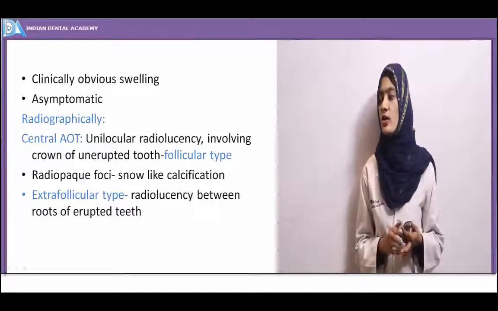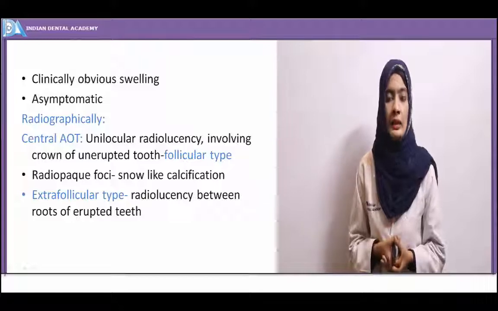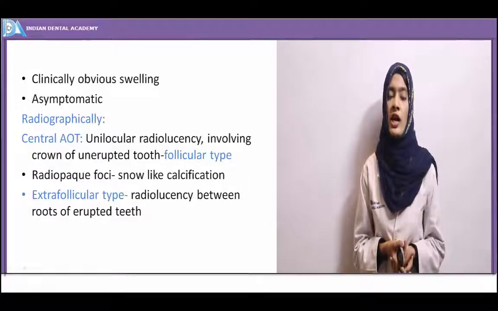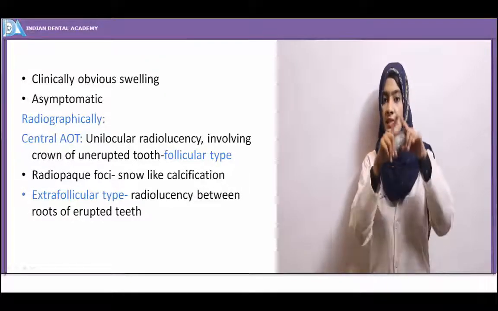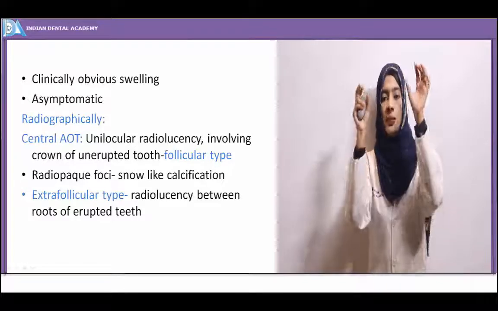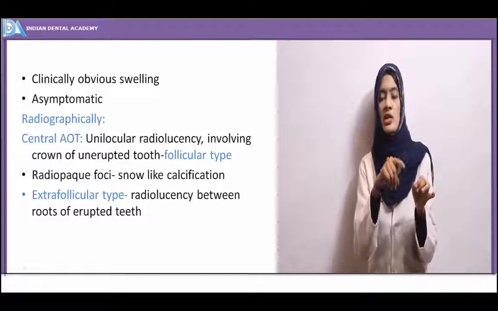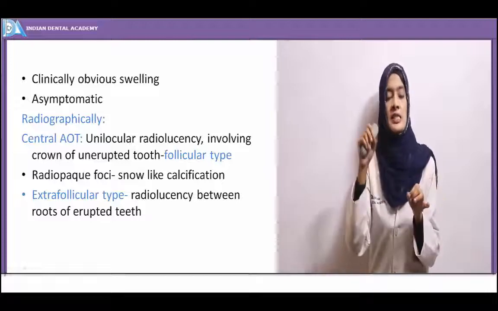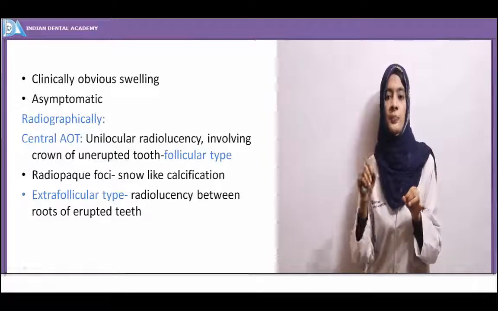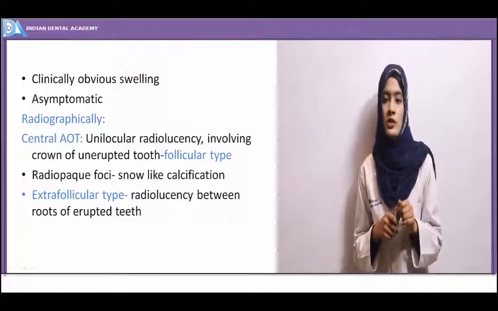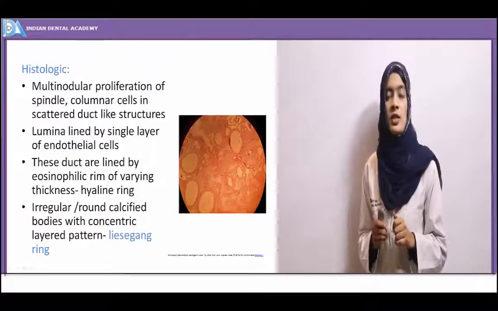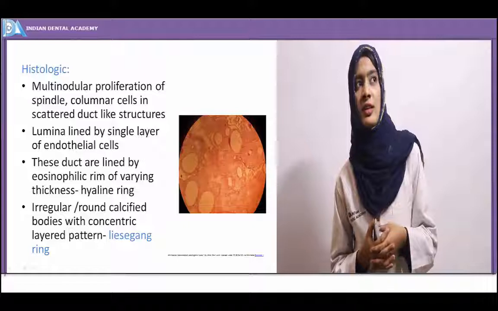giving a characteristic driven snow appearance. And the other type is also a unilocular radiolucency, but it doesn't surround the unerupted tooth. Instead, it appears between the roots of two teeth. Okay, between the roots of two teeth, you see a unilocular radiolucency. That is the extrafollicular type of adenomatoid odontogenic tumor. So that was the characteristic radiologic picture.